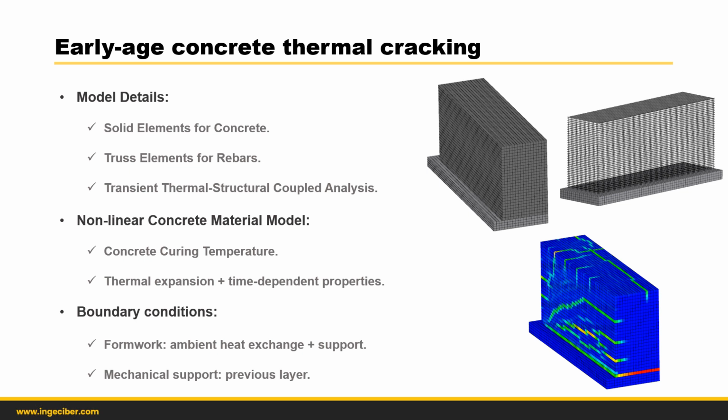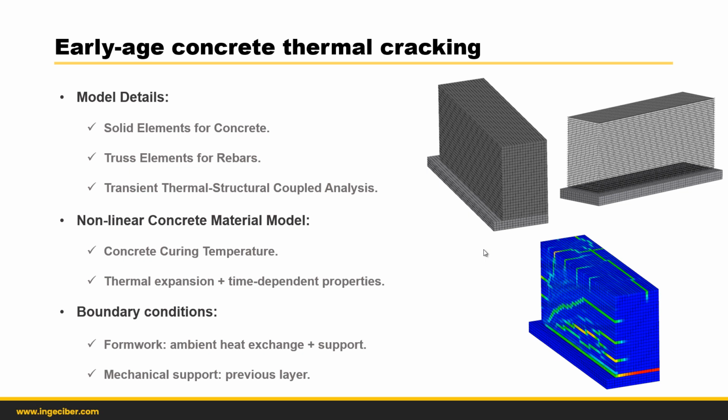And the boundary conditions, in this case, we'll have in this block the ambient heat exchange that could be through the formwork that is on the sides of this model, and on top the ambient heat is through air, so there are different film coefficients. And the mechanical support is the base layer on the bottom that is all concrete with a higher stiffness, and underneath it there are fixed mechanical boundary conditions.